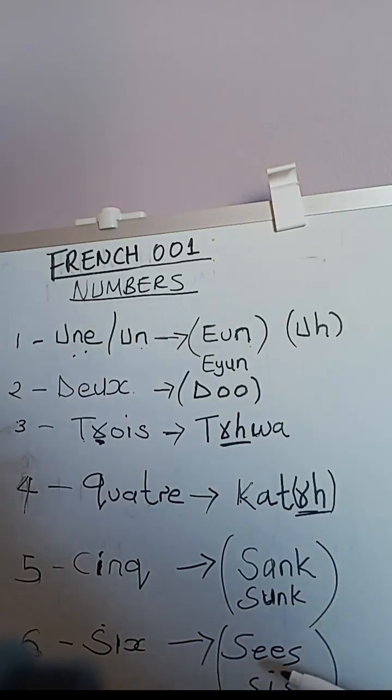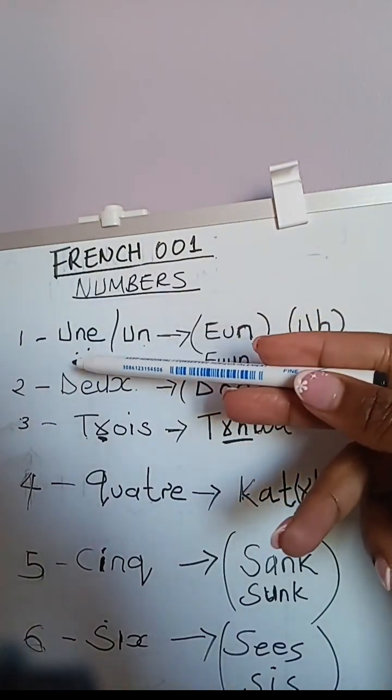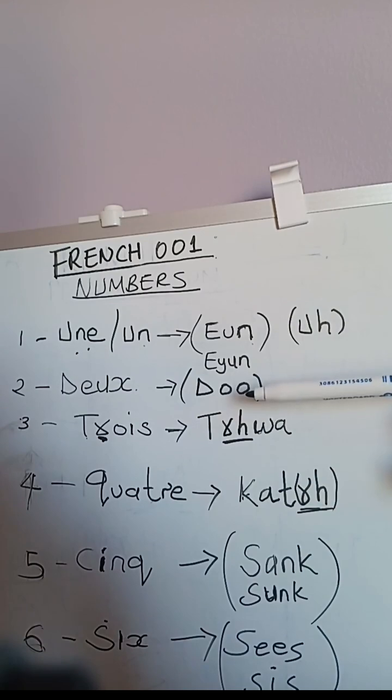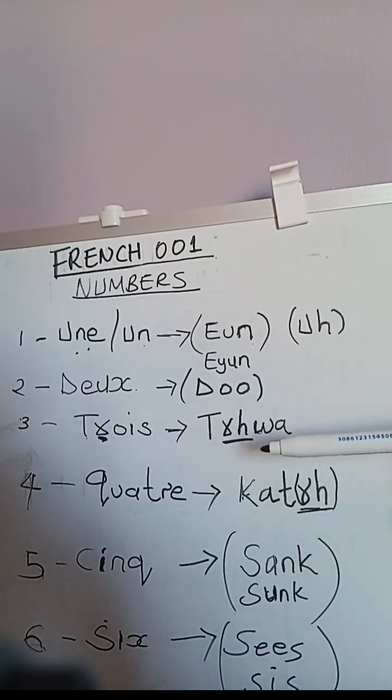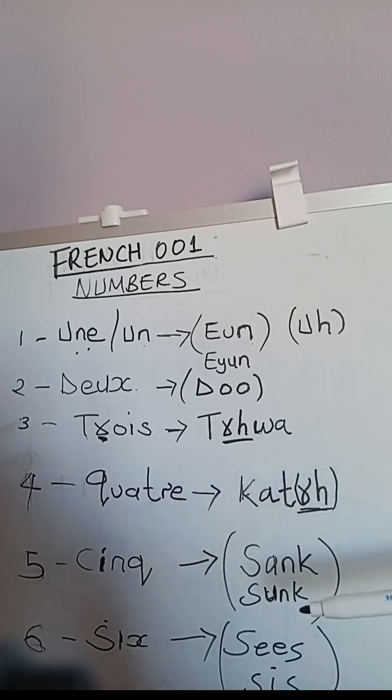Six. Donc, let's recap from up here. Feminine, masculine. Une, un, deux, trois, quatre, cinq, six.